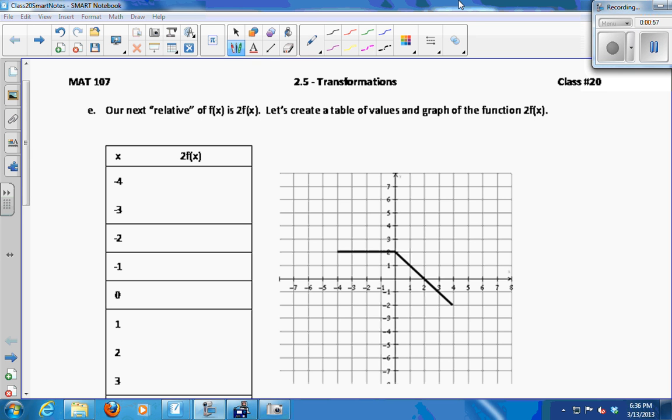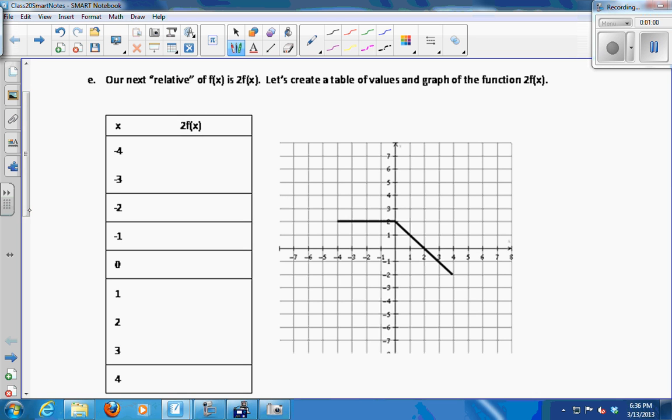So when I make x -4, this is going to be 2 times f of -4. F of -4 is 2, so this is 2 times 2, which is 4. And I'm going to keep getting 4s for all of these, because the y coordinates of the original graph are all 2. And double them, I get 4. And then when x is 1, I'm going to do 2 times f of 1. And f of 1 is 1. So this is 2 times 1, which is 2.